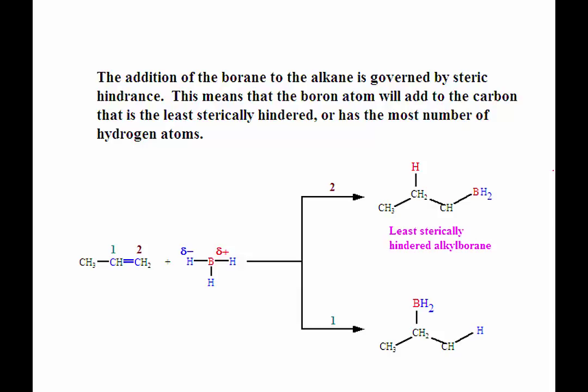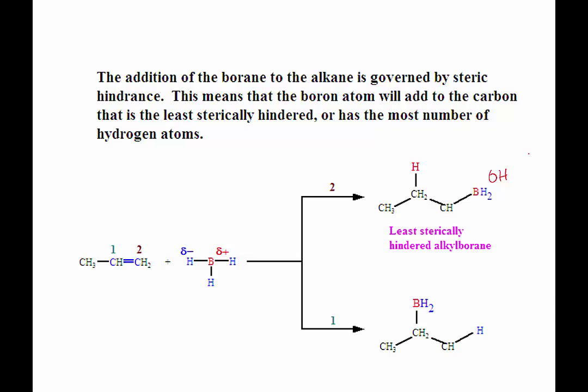It's 100% cis, but it's also anti-Markovnikov because in the end, this boron is replaced with an OH, and so the H ended up adding to the carbon with the least amount of hydrogens, and the OH added to the one with the most, which is anti-Markovnikov.